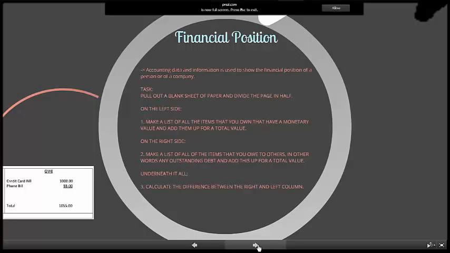Then do the same thing with items that you owe that have a monetary value, such as a mortgage, a bank loan, a student loan, money that you owe someone, and so on. Once you have both totals for each column, calculate the difference between the right column and the left column and record that at the bottom.